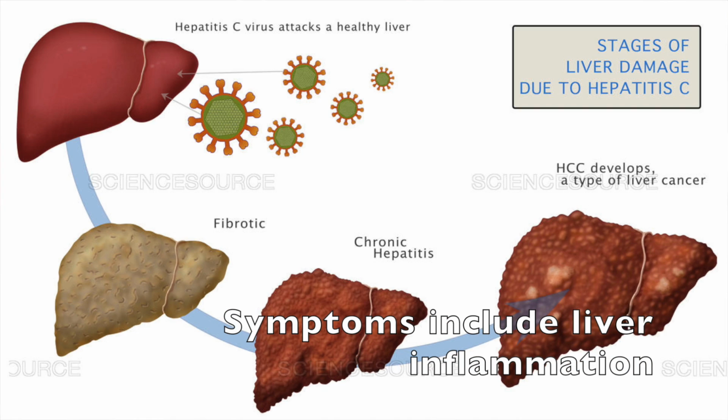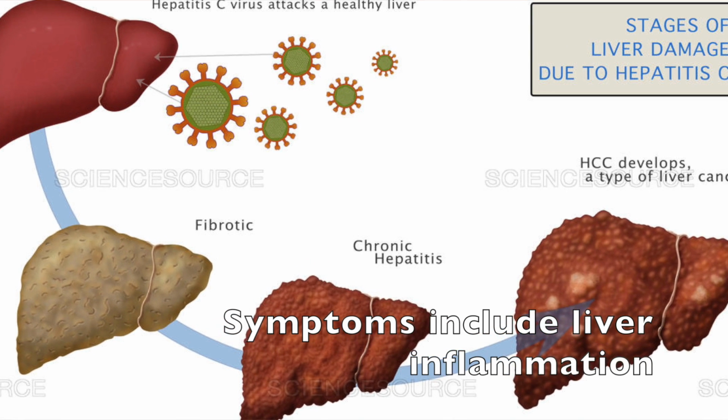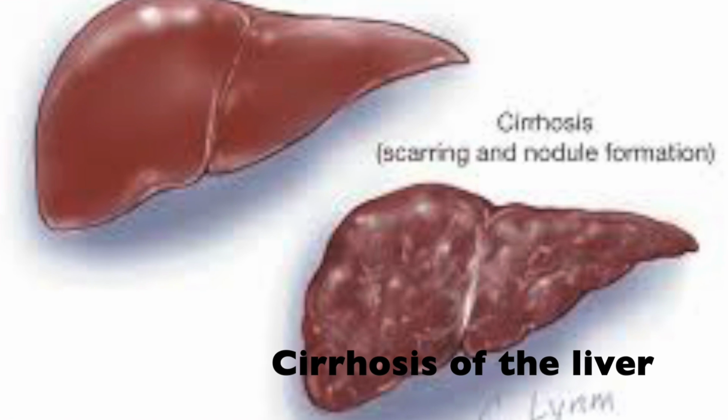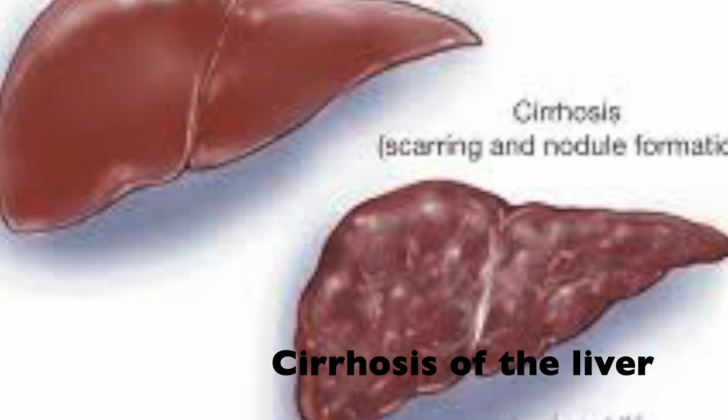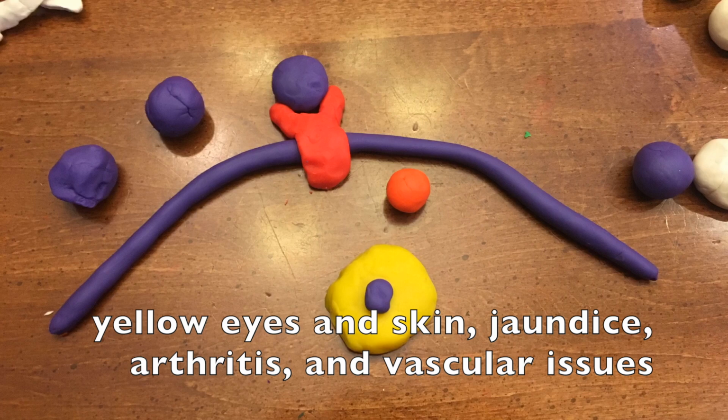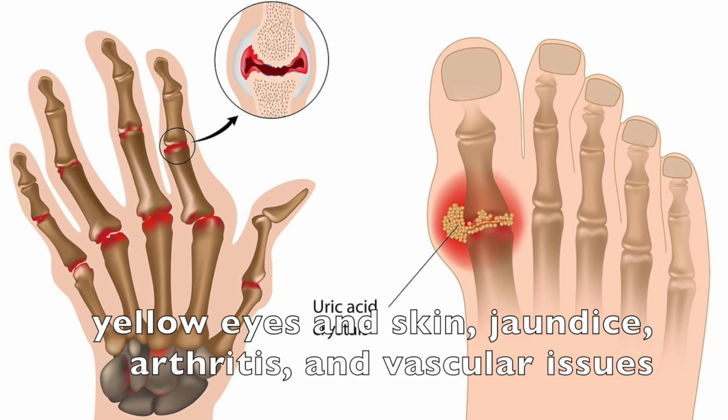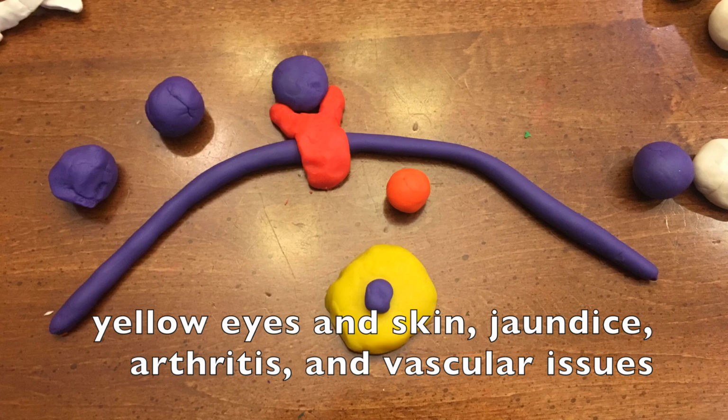Some symptoms of Hep C are liver inflammation and cirrhosis of the liver, which is the dying of liver tissue and the scarring of that tissue, yellow eyes and skin, jaundice, arthritis, and vascular issues, and all of these are related to the liver.